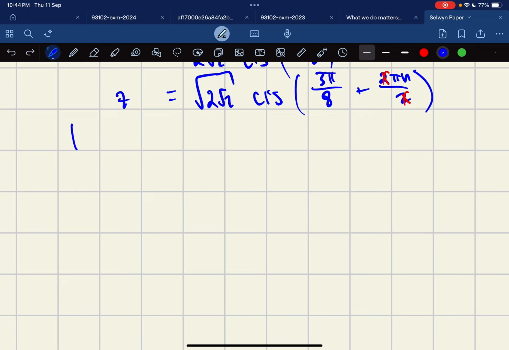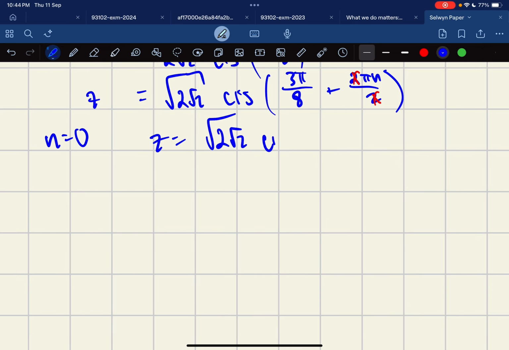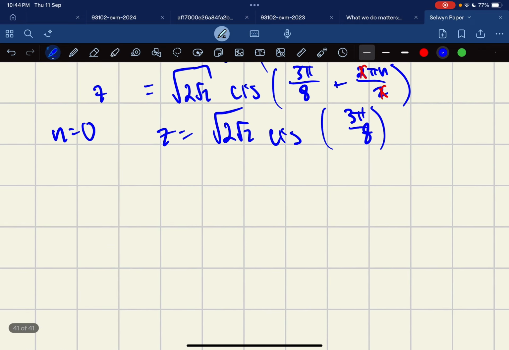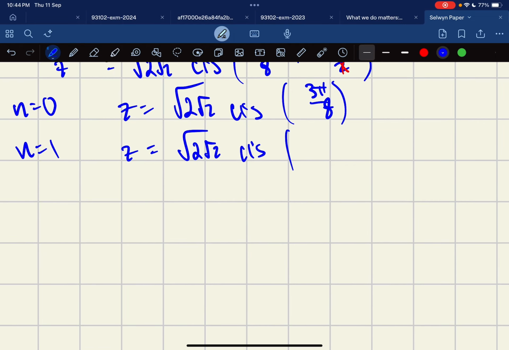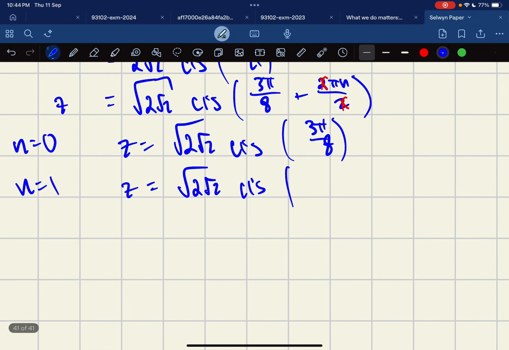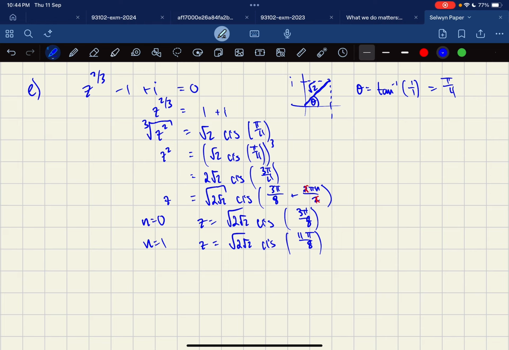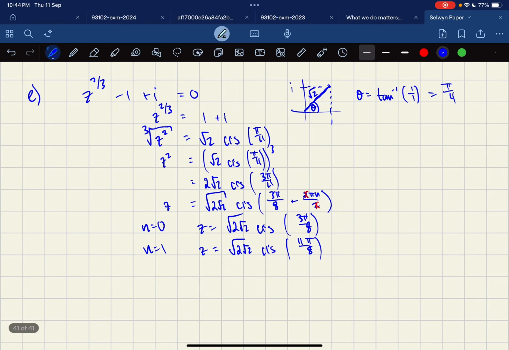So if you let n equal 0, then z is equal to root 2 cis of 3 pi over 8. And then if n equals 1, then z is equal to root 2 cis of, well, you're adding on pi, so that's going to give you 11 pi over 8. And so there are just two solutions there. That should be the answer.